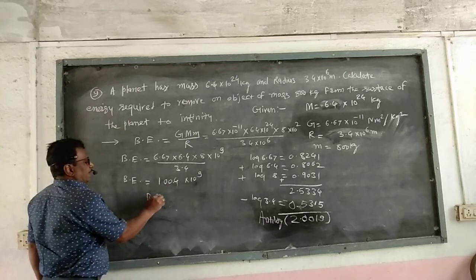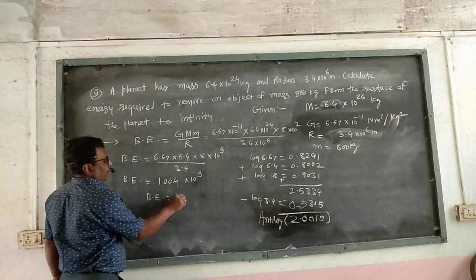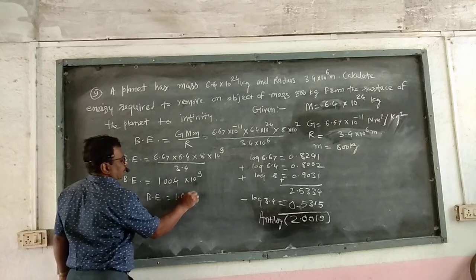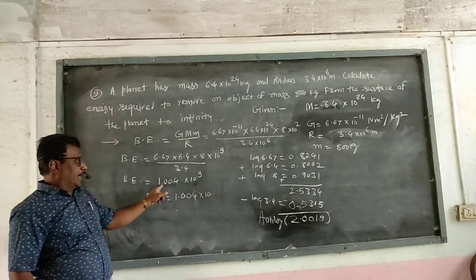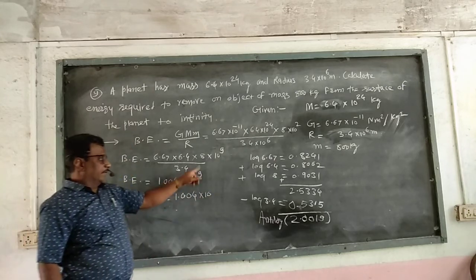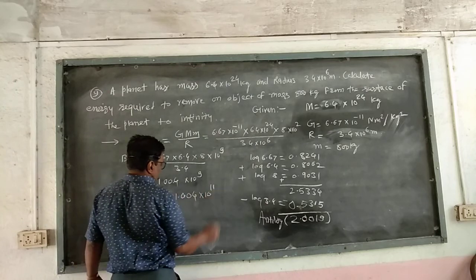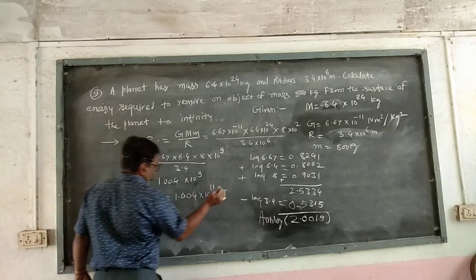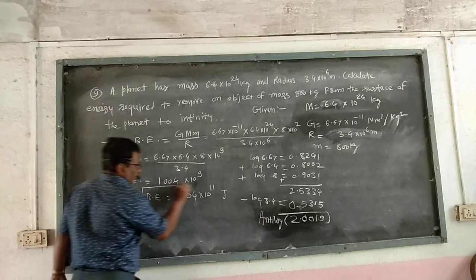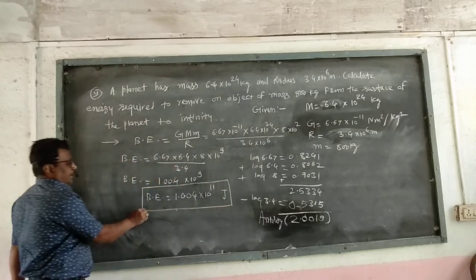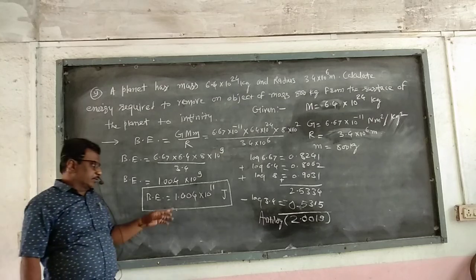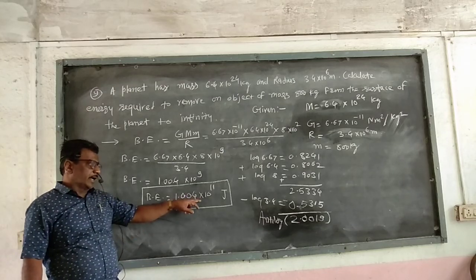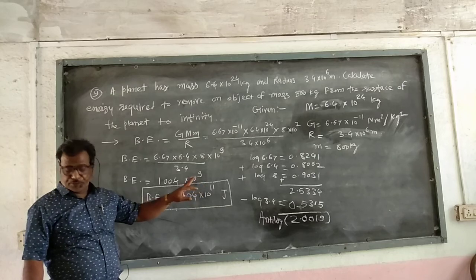याला लिहिता येईल बाइंडिंग एनर्जी इज इक्वल टू 1.004 इंटू 10 टू द पॉवर 2 ने आपण या ठिकाणी डेसिमल इकडे शिफ्ट केला, याची व्हॅल्यू आपल्याला या ठिकाणी वाढेल. 10 टू द पॉवर लिहिता येईल 11. युनिट असतं बाइंडिंग एनर्जी जूल. So we get binding energy is equal to 1.004 into 10 to the power 11 joule.